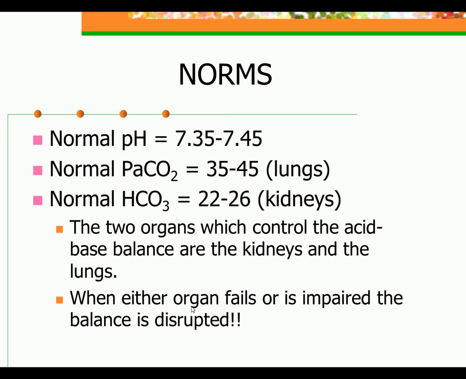base component. Sorry, I got a really dry throat. I'm trying to take some water. So the two organs which control the acid-base balance are the kidneys and the lungs. When either organ fails, it is impaired, and the balance becomes disrupted. So these are three important norms to remember for the exam, as well as your normal O2 and O2 sat.